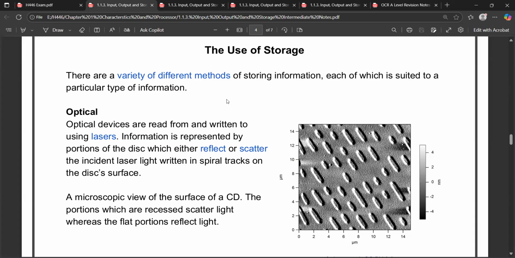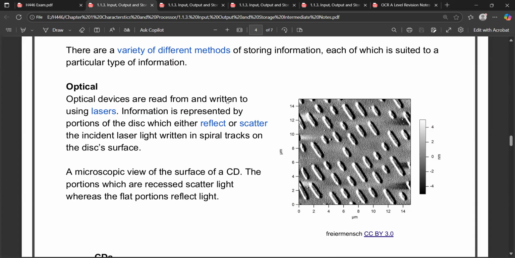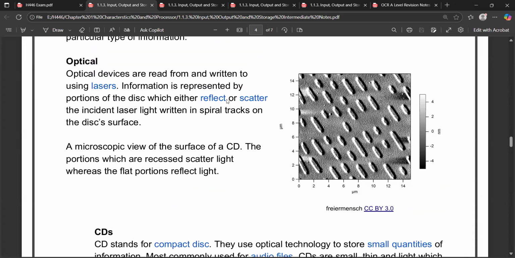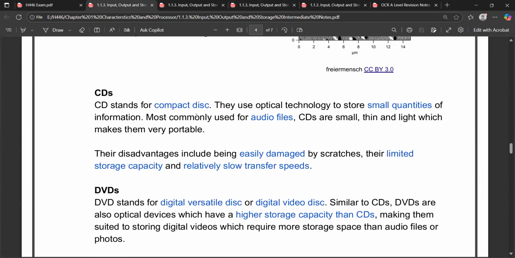So this is a microscopic view of the surface of an optical disc. The portions which are recessed scatter, whereas the flat portions reflect the light. An example of the optical disc is a CD. CD stands for compact disc. They are used for optical technology as well, and that is used to store small quantities of information, most commonly used for audio files. But their disadvantage is that they can be easily damaged if you have scratches, and they have a limited capacity as well, and they are relatively slow as well.